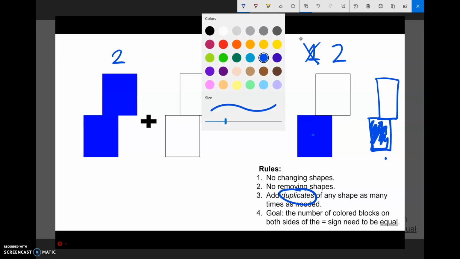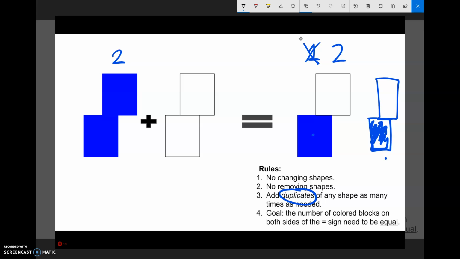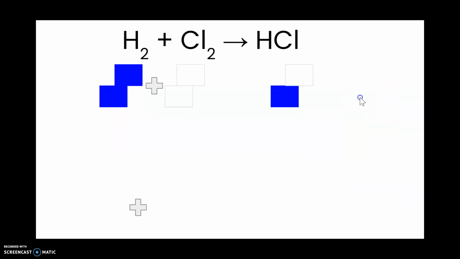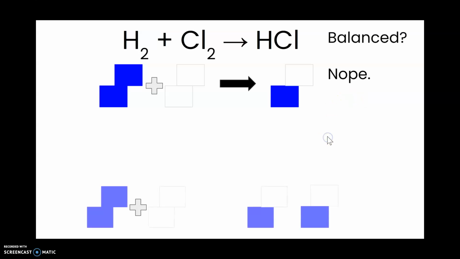Let's look at the whites. So on here, the whites, we've got 1, 2 white squares. Over here now we have 1, 2. So both sides have the same number. So now we have a balanced chemical equation. Now this is what this looks like. If we go to the next slide, here's what it looked like. First, it wasn't balanced. Then we balanced it by adding 1 more HCl.